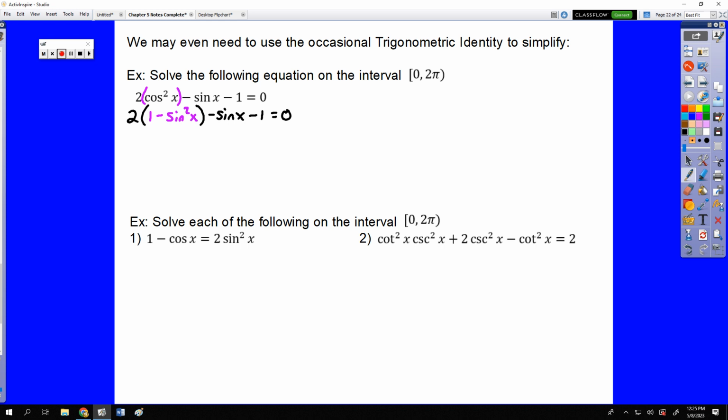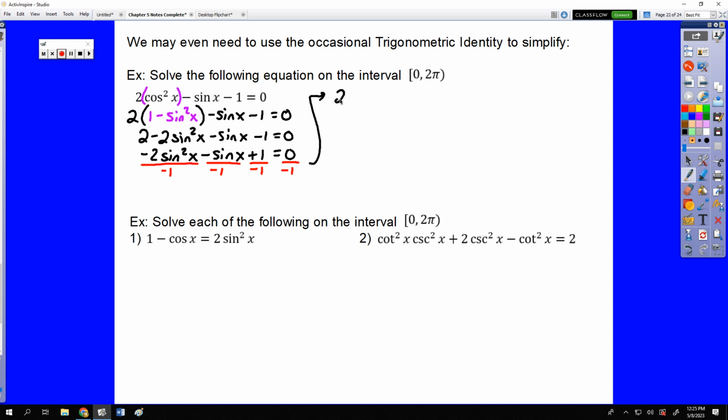Well, now we can solve this by distributing, which would give us 2 minus 2 sine squared x minus sine x minus 1 equals 0. Then combining like terms, and then we generally do not want to have a lead coefficient that is negative, so we're going to divide everything by -1, including the 0, because we can do that. That's going to give us 2 sine squared of x plus sine of x minus 1 equals 0.